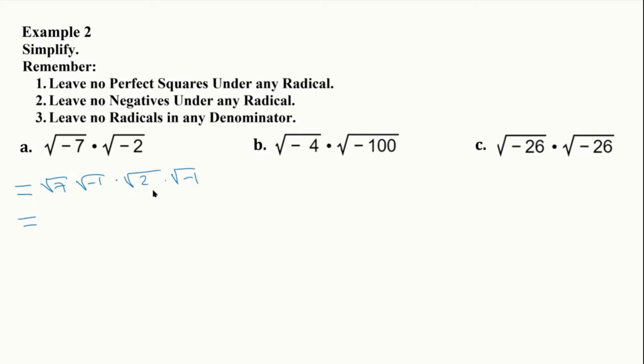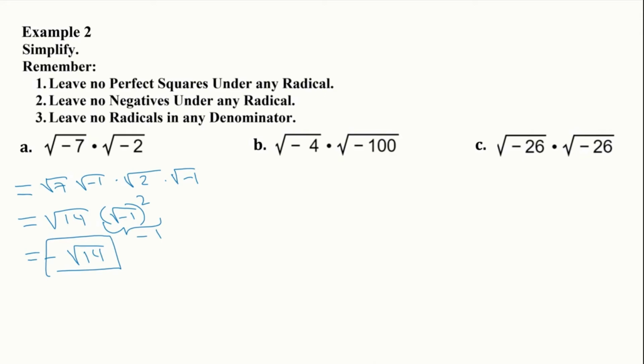Now, for these two, you can multiply under the radical because they're both positive, right? So we get square root of 14, and the square root of negative 1 times square root of negative 1 is just the square root of negative 1 squared, which is just what? Negative 1. So we end up with, remember, this whole thing is negative 1. So we get negative square root of 14, like that.